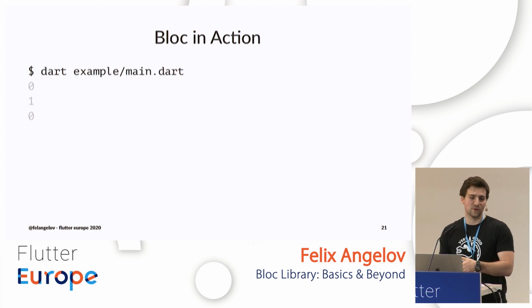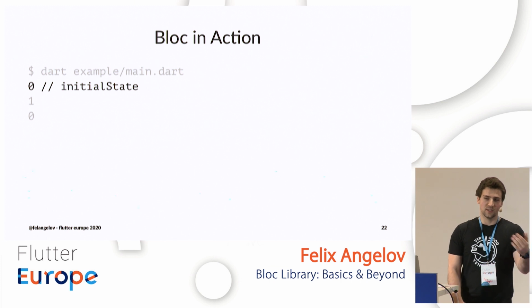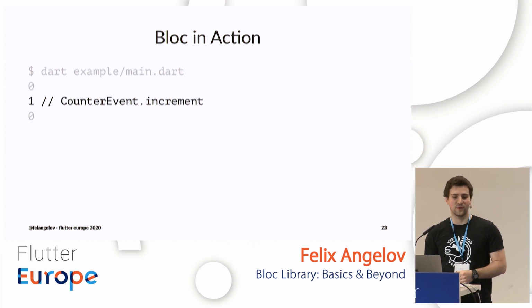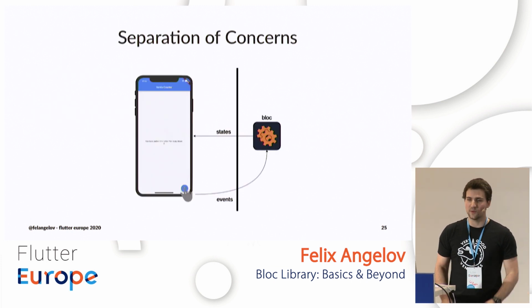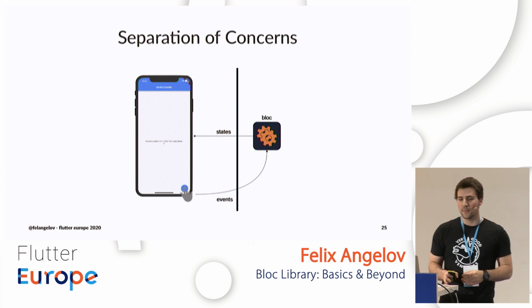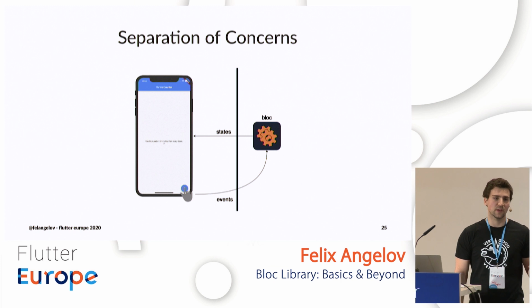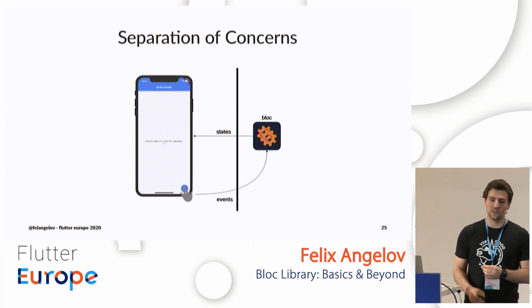And now we can flip over to our terminal, run our Dart code that we just wrote, and we should see a 0 in our console, which corresponds to the initial state of the bloc, followed by a 1 for the increment, followed by a 0 for the decrement. Cool. So we have everything working. We haven't written any Flutter code. It's just pure Dart. And we have this nice separation of concerns. So you can really reuse this bloc in any application you want. It has no idea what UI or CLI or web application is going to be consuming it.